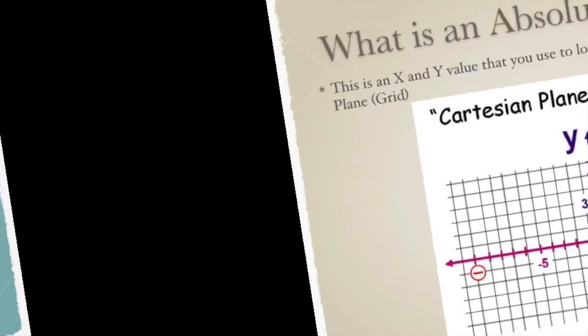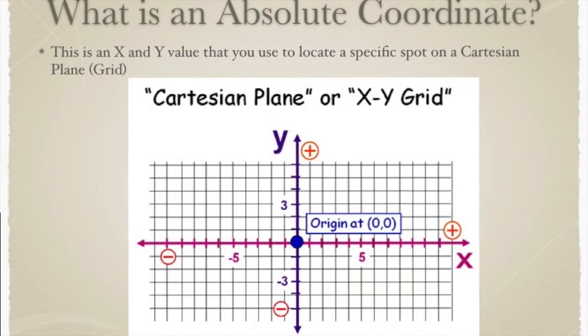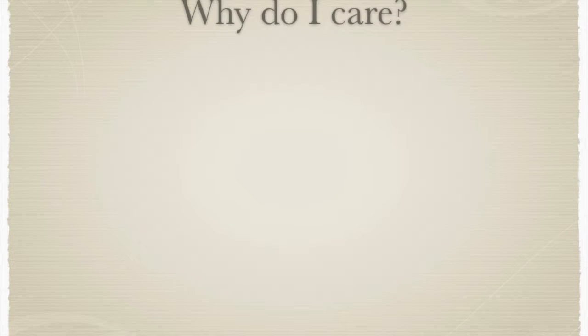So an absolute coordinate is an x and a y value that you can find on an xy grid. An xy grid, by the way, is also called a Cartesian plane. Where the x and the y intersect each other, that's called the origin, and that's where 0x and 0y meet. So that's all great and wonderful, but why should you care at all about that?